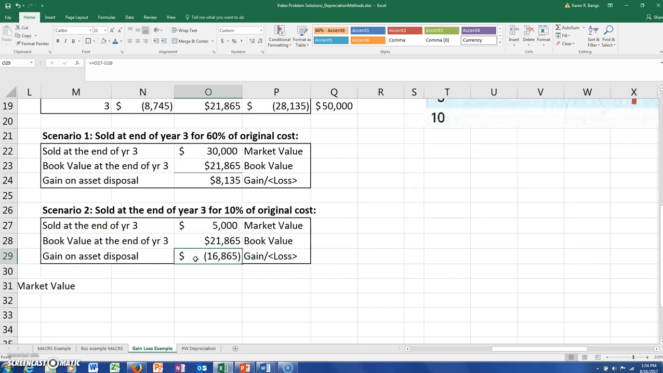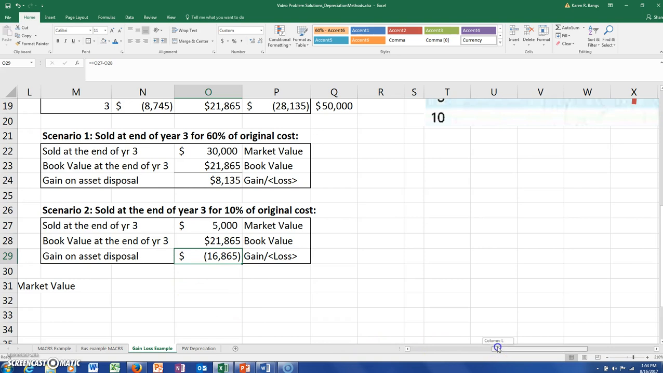That says we have a loss on asset disposal. This should say gain or loss, gain or loss. We have a loss, which is demonstrated by having brackets around it as well, a loss of $16,865. So that's going to reduce our profit and therefore reduce the amount of taxes that we pay as well.